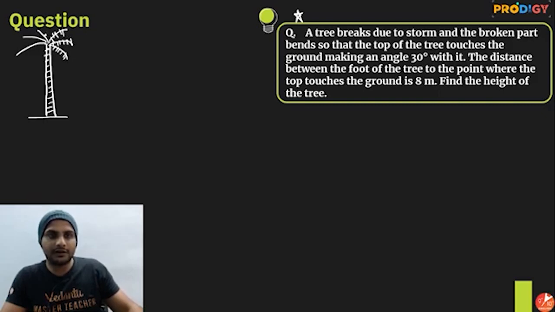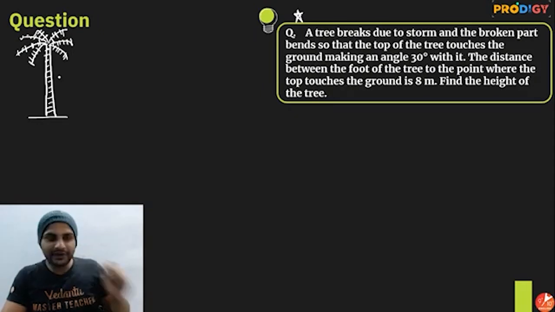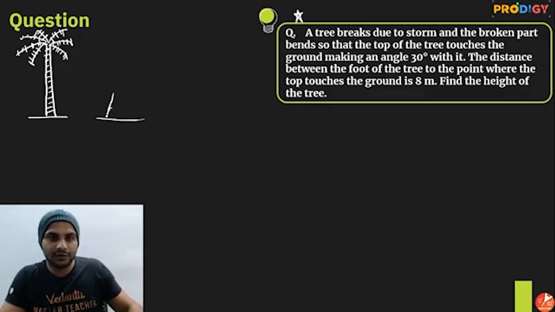Nice looking tree it is. Art and craft classes going on. So this is your tree. Now what happened is this tree broke down due to the storm, a heavy storm. So now this tree will be broken. Let's break this tree. So this is case 1, before the storm. This is after the storm.